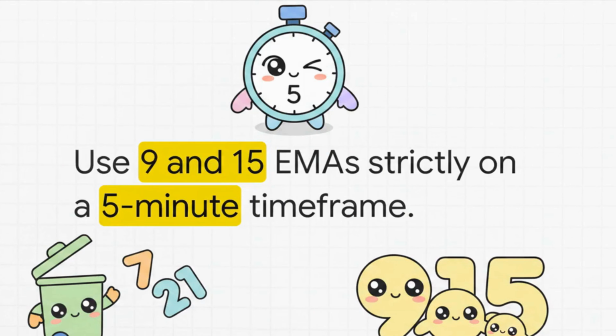For this specific scalping strategy, we are throwing out the 7 and 21. Instead, we're going to apply a 9 EMA and a 15 EMA to our chart, and we are setting our time frame strictly to 5 minutes, no exceptions. The 9 is our new fast line, and the 15 is our slow line.